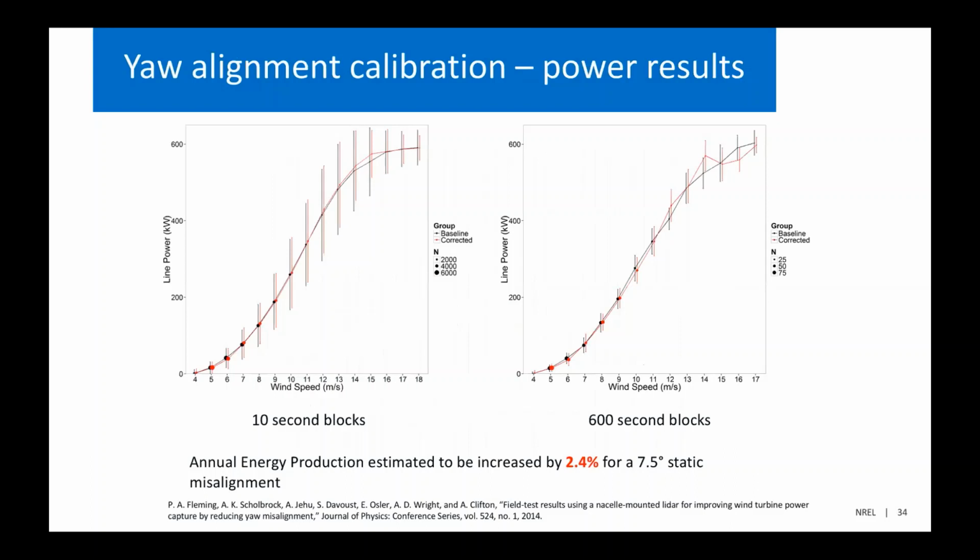And from that, we also gathered power data from the wind turbine and showed that the annual energy production was estimated to be increased by 2.4% when we corrected for the yaw error that the turbine was experiencing.